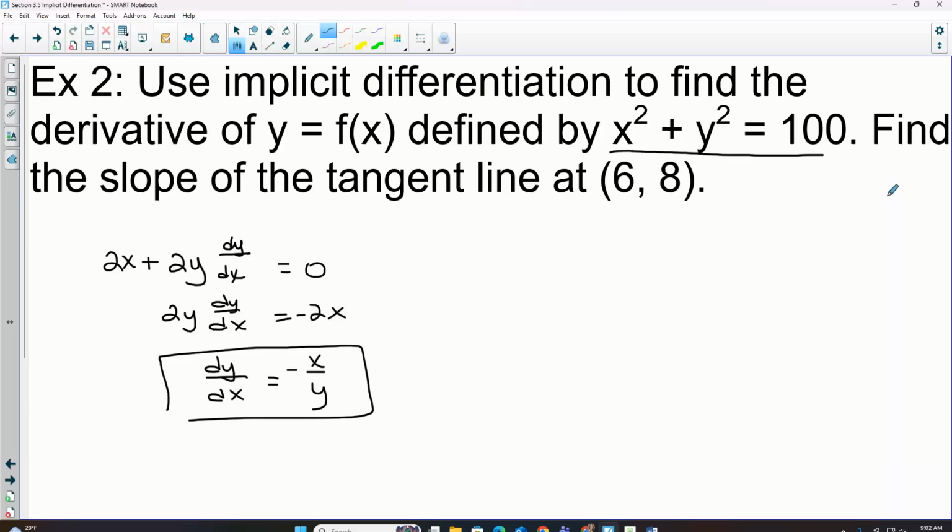This one I did go a step further and I asked for the slope of the tangent line. How do you find the slope of the tangent line? So slope is just the derivative. My x was 6, my y is 8. So we get -3/4.